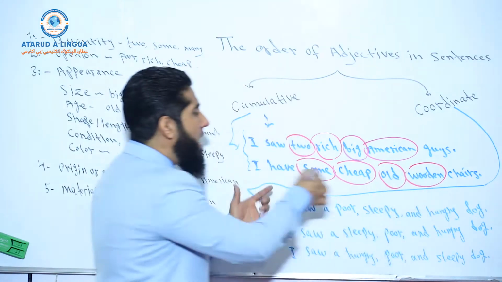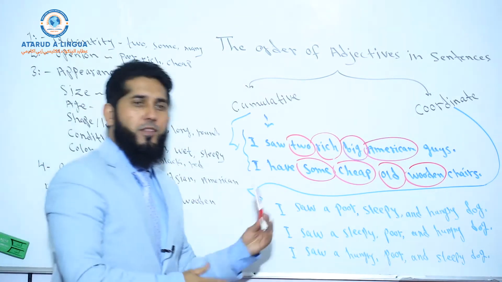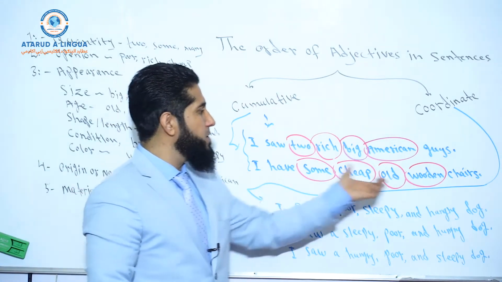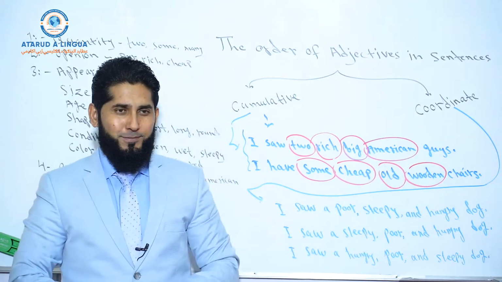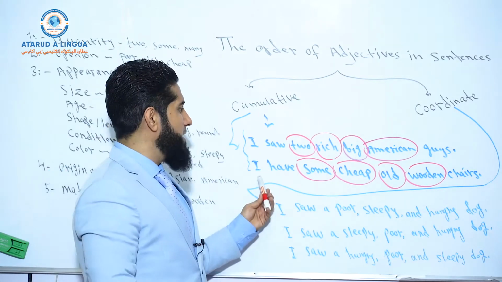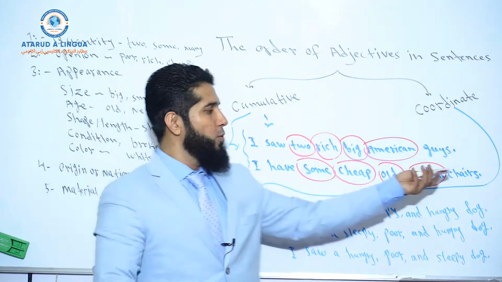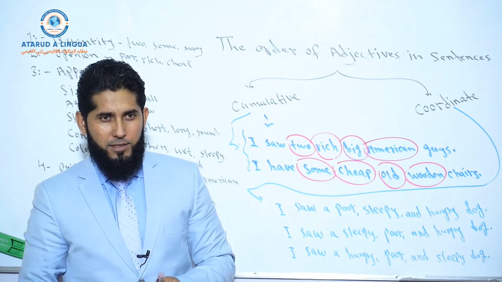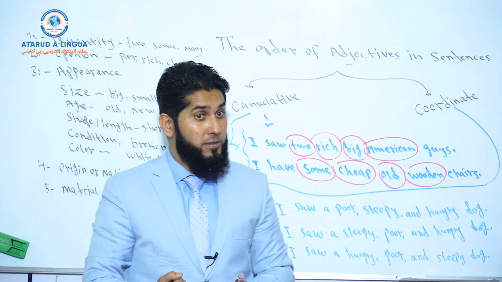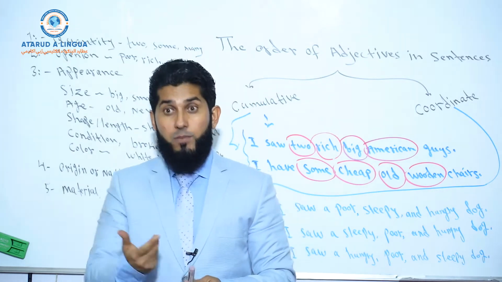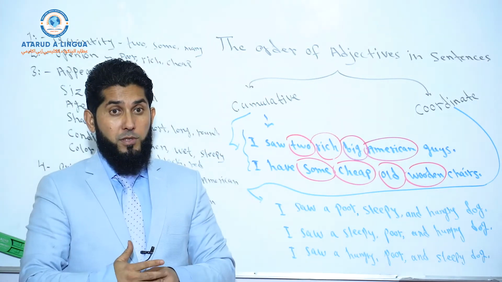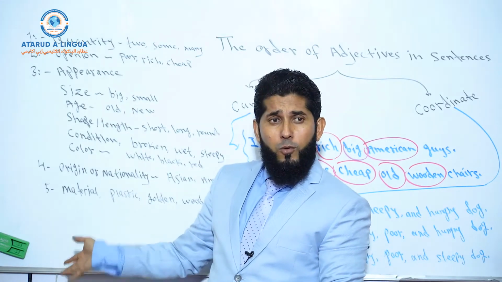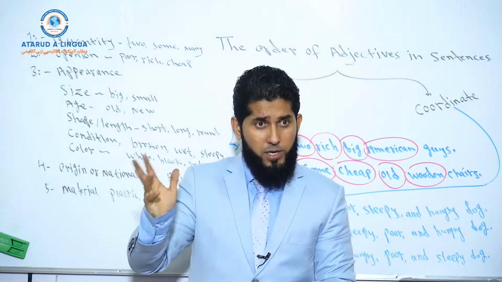Now, we cannot bring any changes in this list of adjectives. If somebody says, I have cheap some old wooden chairs, incorrect. If somebody says, I have old some cheap wooden, it doesn't even sound good in spoken English. Think about it. How important this is. It's very important, right? Extremely important. And it's pretty easy. Just memorize this order here. What comes first, what comes second, what comes third, okay?